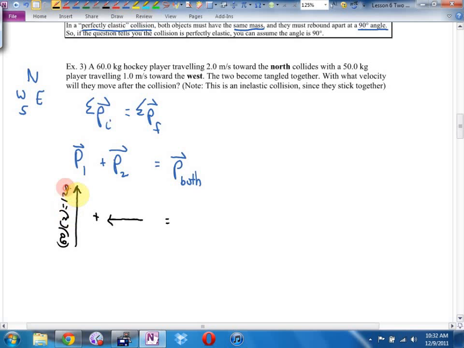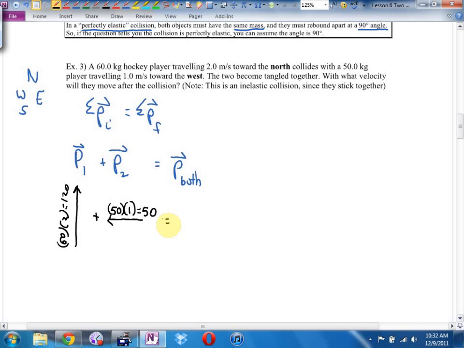And what about the second guy? Well, his mass was 50. His velocity was 1. This arrow is 50 long. How long is the first arrow? How long is the second arrow? So if I want this to look roughly to scale, this arrow should be a little more than twice as long as this guy. Okay?